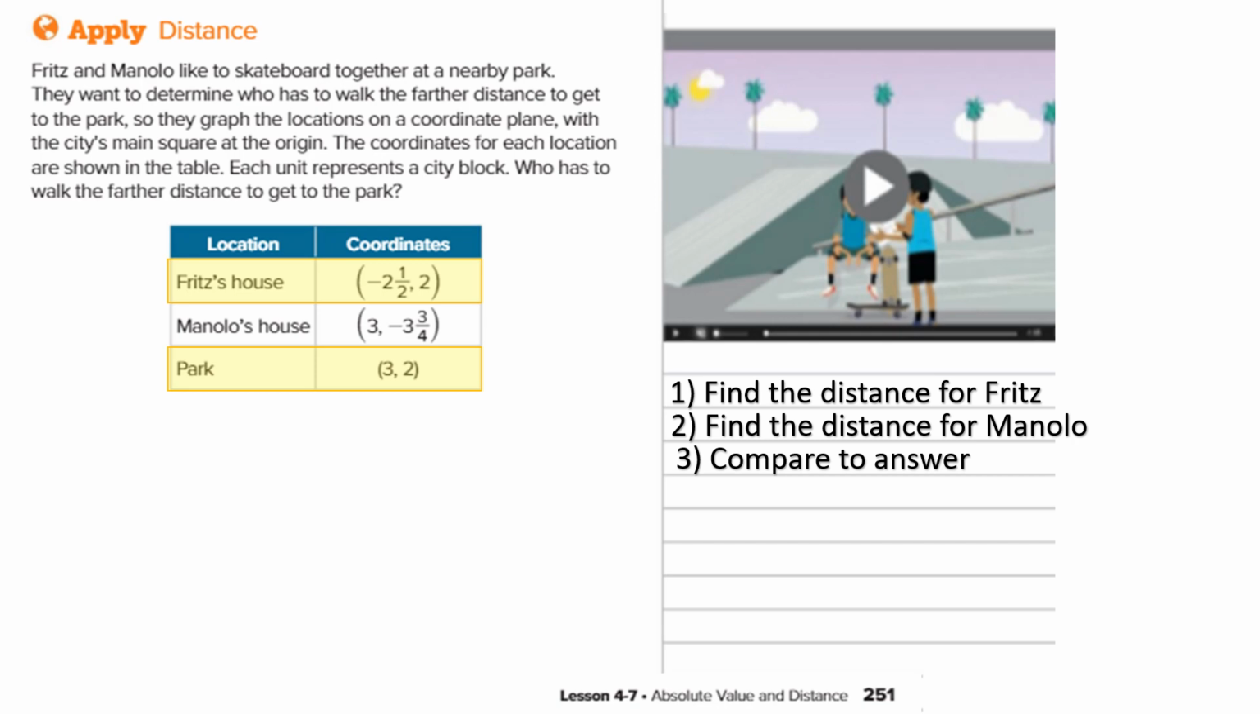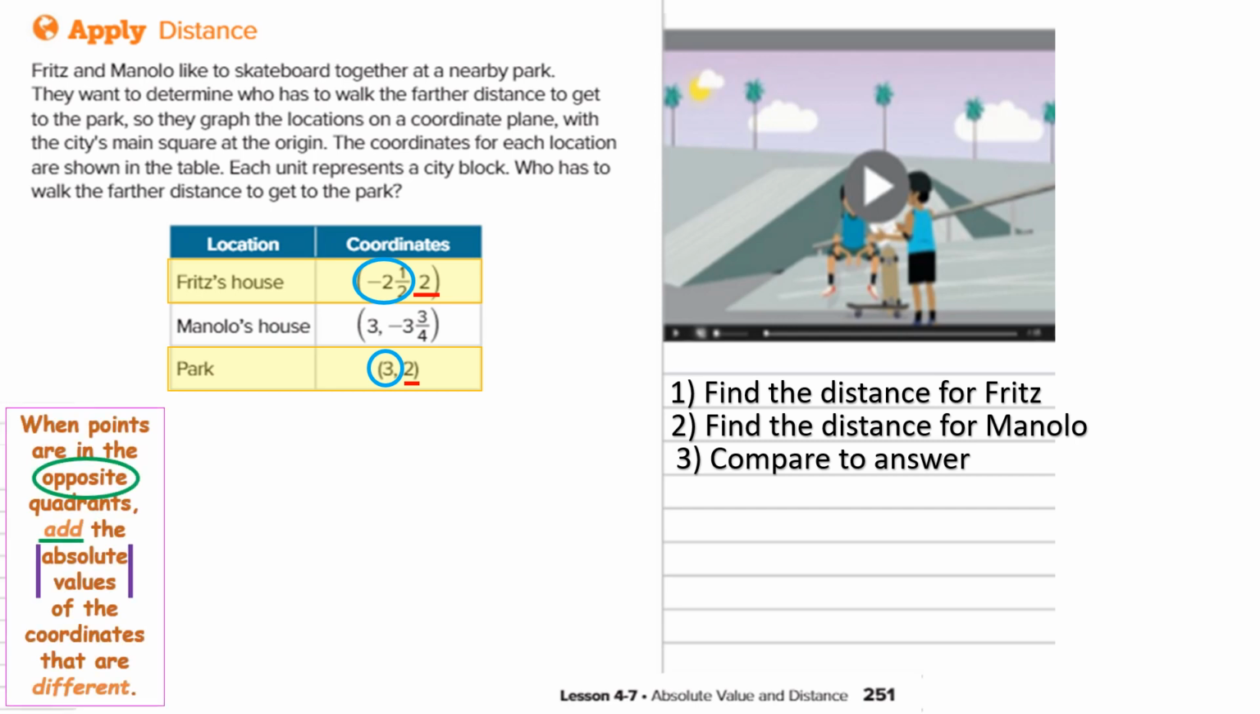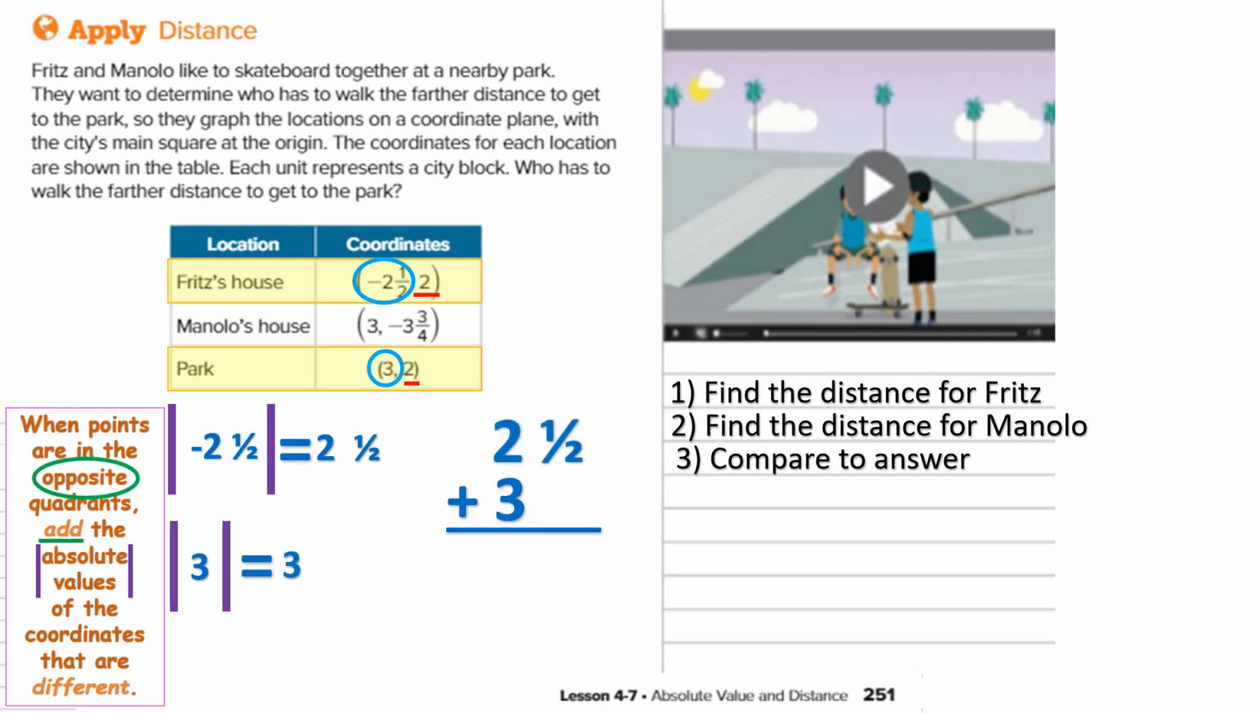So let's start with Fritz and the park. When I'm looking at their ordered pairs, I compare to see if I have the same X or the same Y. I have the same Y, so I'm going to keep it and ignore it. I'm going to do my math with my X. Notice that I have one positive and one negative. That tells me that they are opposites and I need to add them together. So if I have the absolute value of negative 2 1/2, which is 2 1/2, and the absolute value of 3, which is 3, I want to add those together.